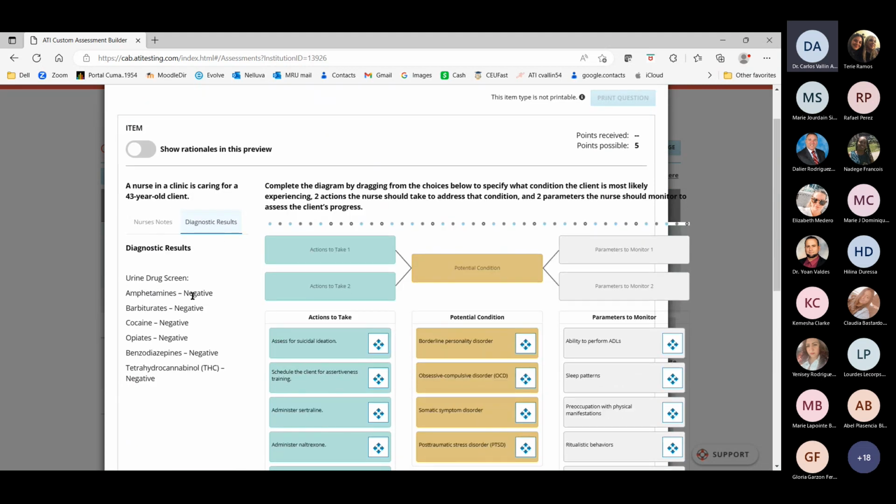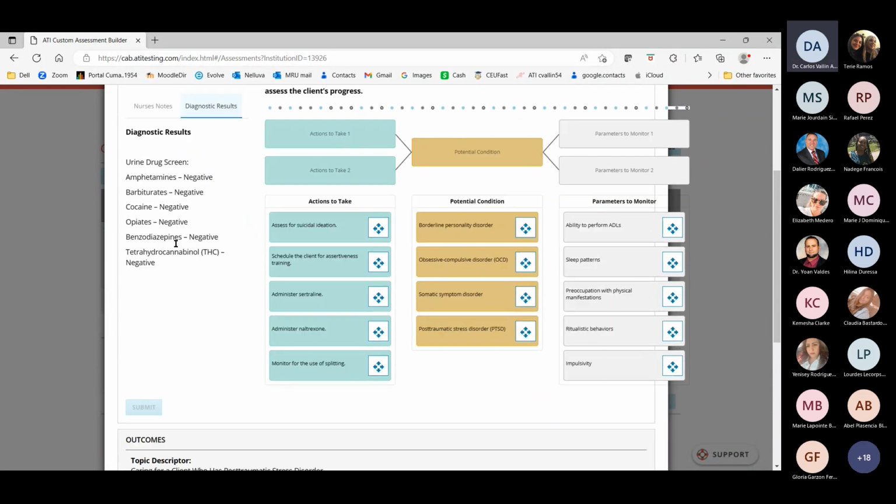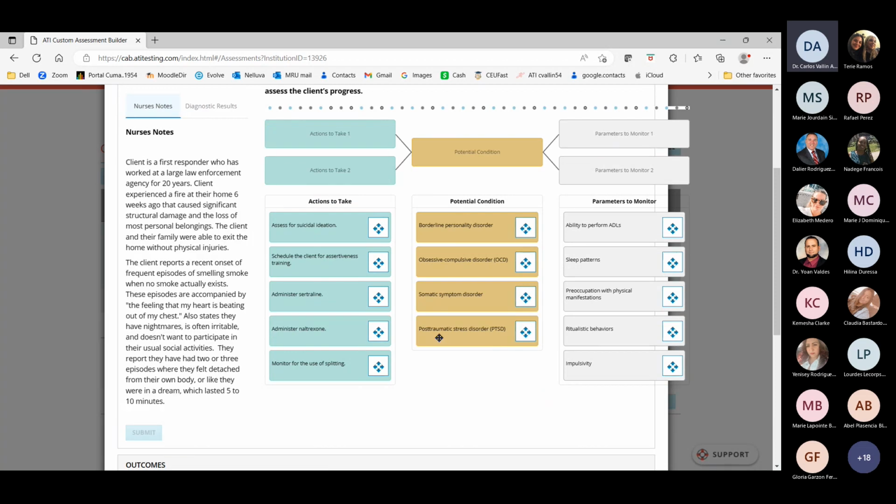Urine screen: amphetamine negative, barbiturate negative. Well, they thought it was drugs, but this is not drugs. This is PTSD. So we have here a diagnosis of PTSD.